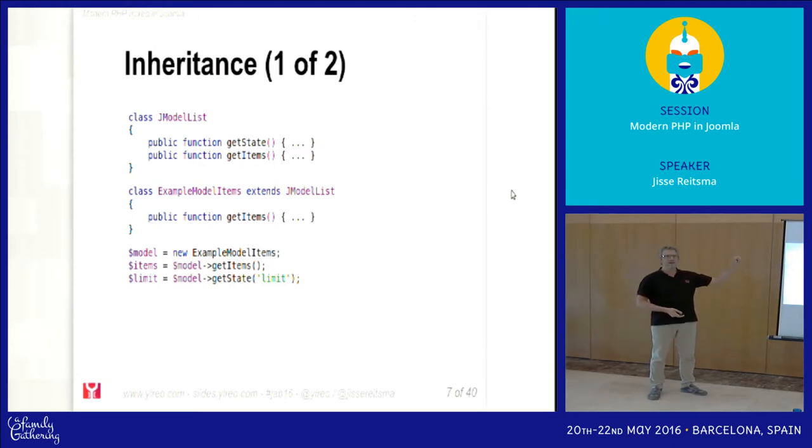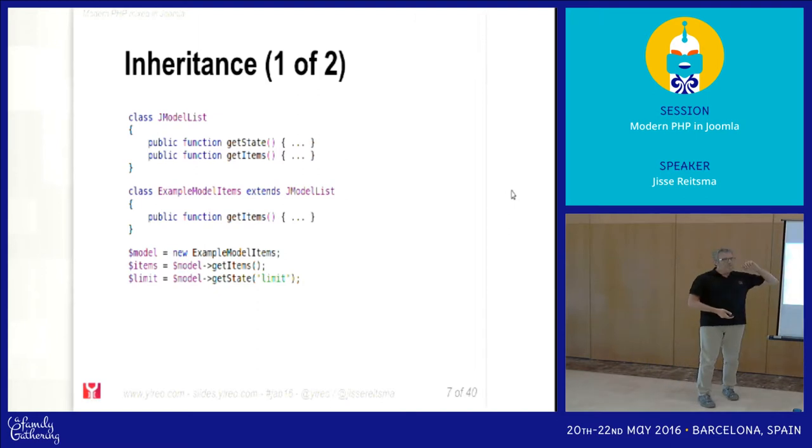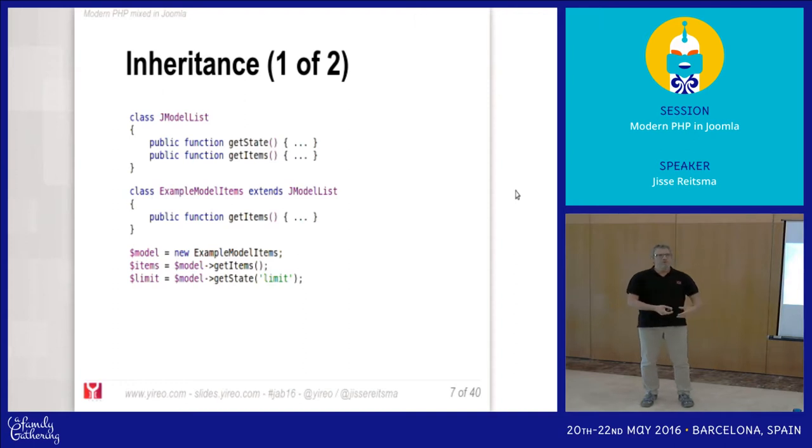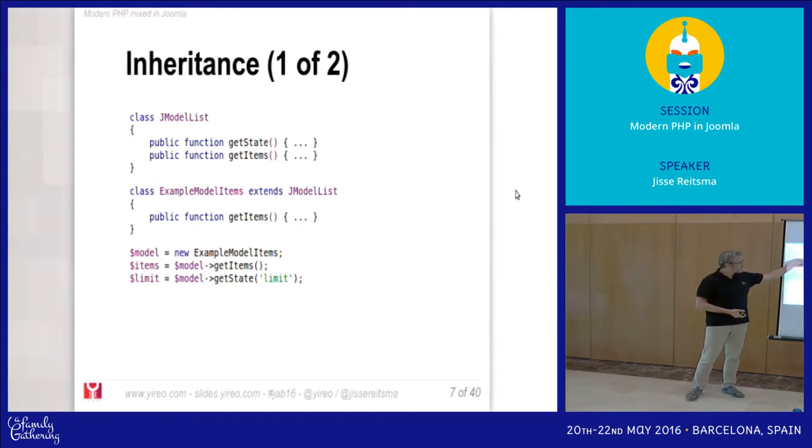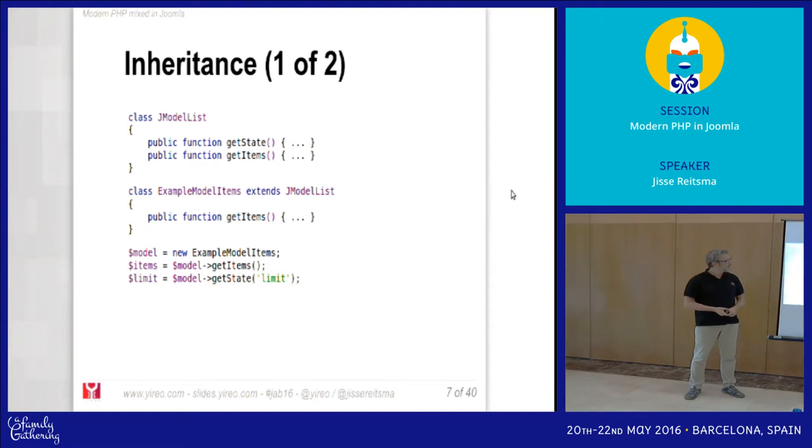So I'm going to walk through a couple of code pages and then discuss what's the use of inheritance, what's the use of abstract classes, and what's the use of interfaces. There's this JModelList class. It has a couple of getState and getItems methods, useful methods to use in your own model. This JModelList is right inside the Joomla core, so it can be used.